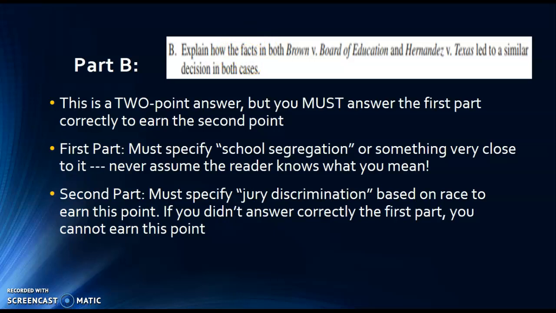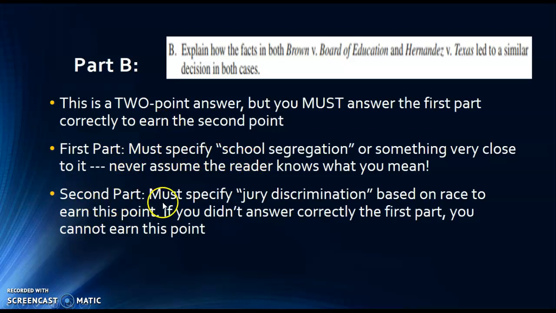Unfortunately, so many students are probably going to lose points if they use that type of language where they said the Supreme Court ruled. Keep in mind, they're not asking how the Supreme Court ruled. They're asking about how the facts in Brown v. Board of Education eventually led to a similar decision. So if you were able to specify school segregation, you got that point.